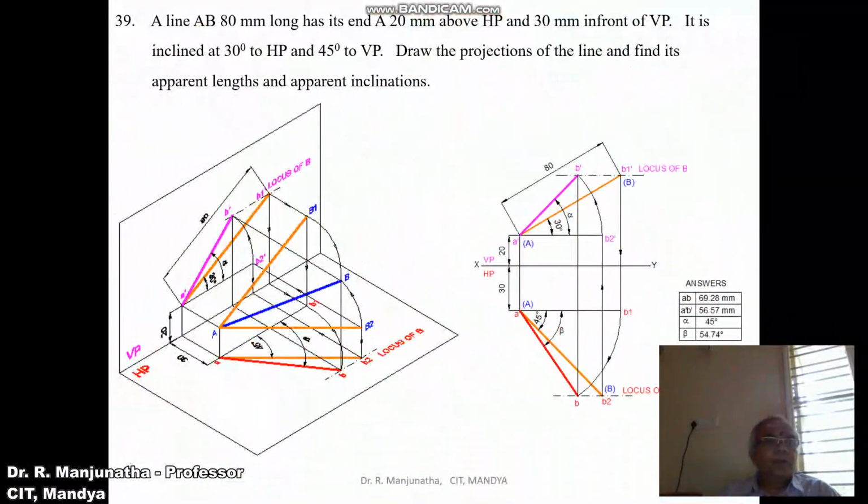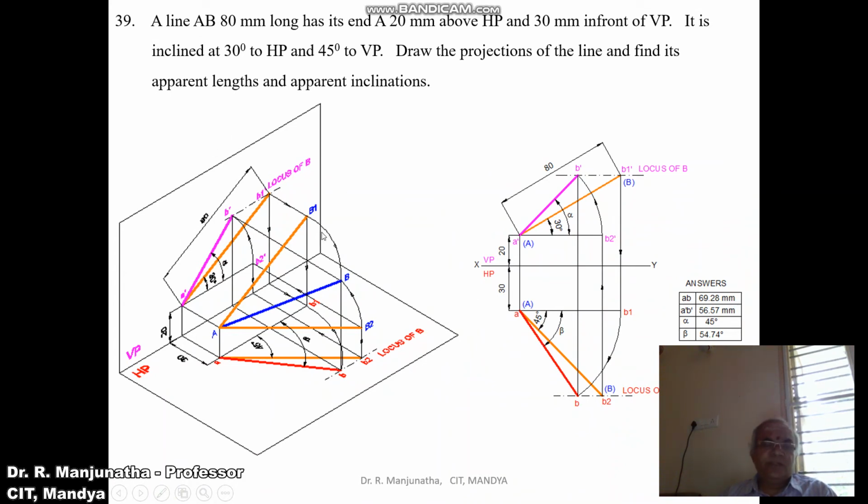The problems on projections of lines. So here, a line AB, 80 mm long, has its end A 20 mm above HP and 30 mm in front of VP. It is inclined at 30 degrees to HP and 45 degrees to VP. Draw the projections of the line and find its apparent lengths and apparent inclinations. So this is the problem for which we need to find the solution.